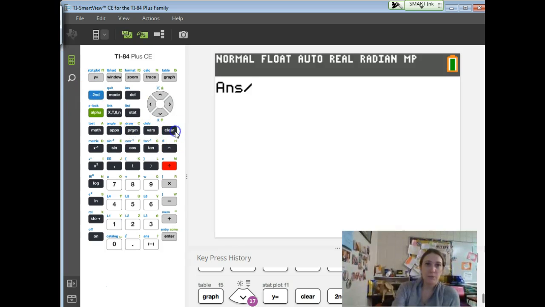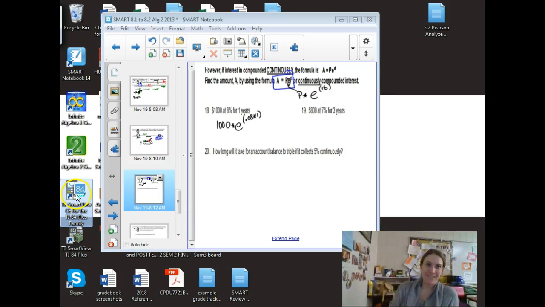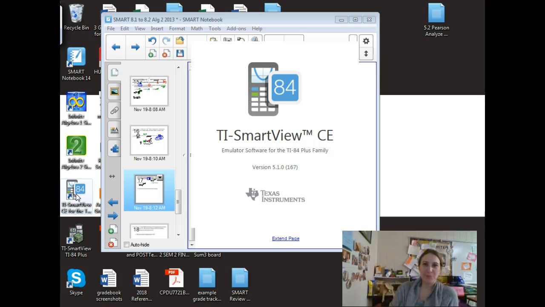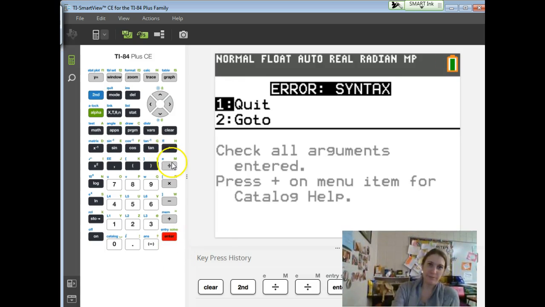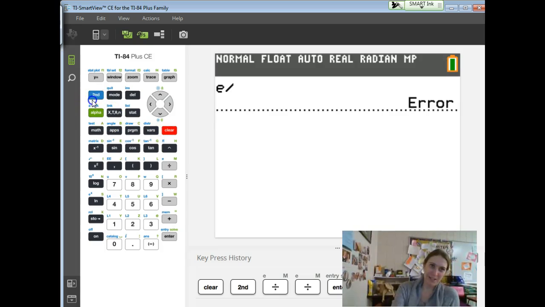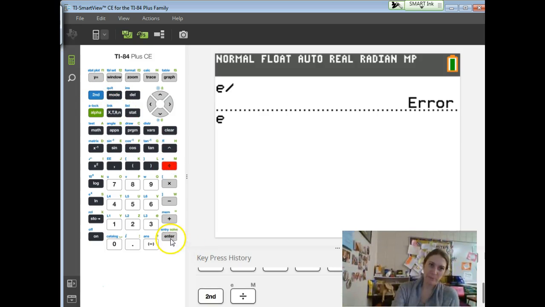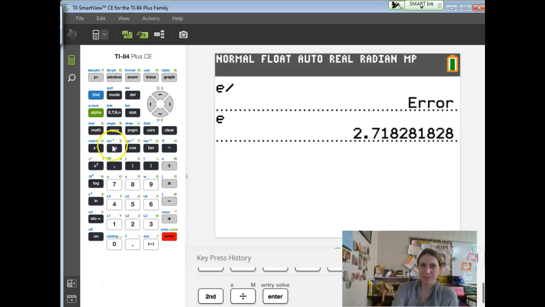So if you do second division, it'll bring up what e is, which is 2.718 roughly. I'm crashing my thing here. Apparently I hit 2 things. There we go. 2.718 as promised.